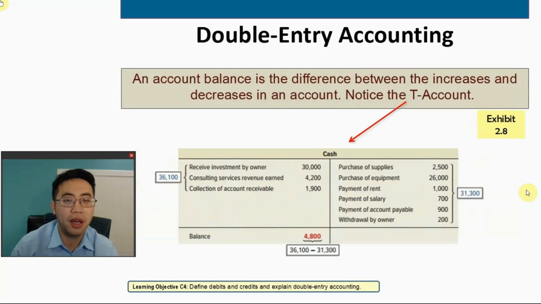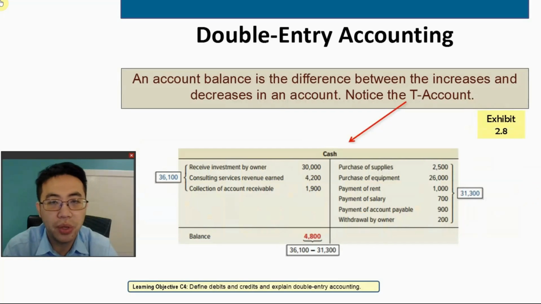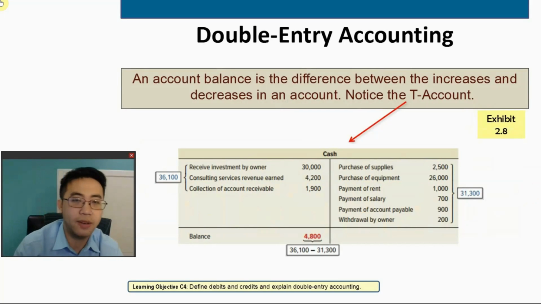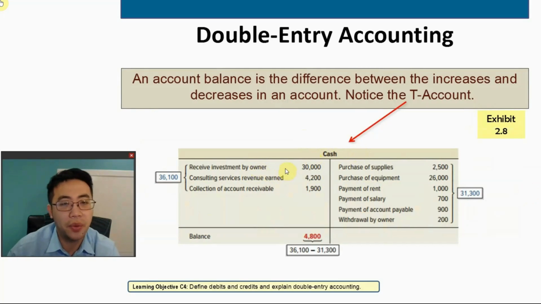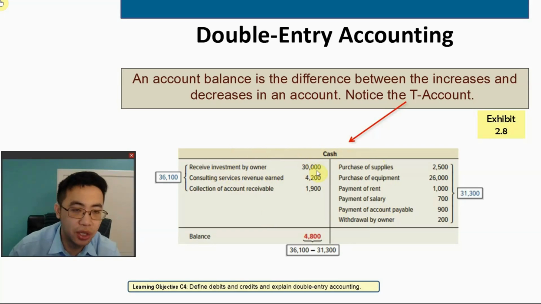And here we have account balance. You will see a T account, and that records several activities. Cash is the title for this T account. What happened there is the company received investment by owner. So that's owner's equity increasing on the equity side. But on the asset side, under this cash account, the cash increased by 30,000.